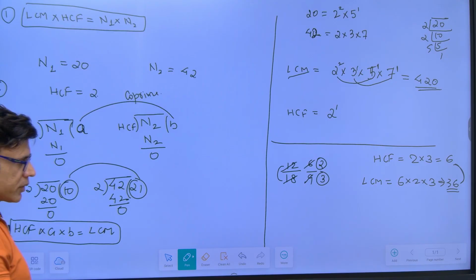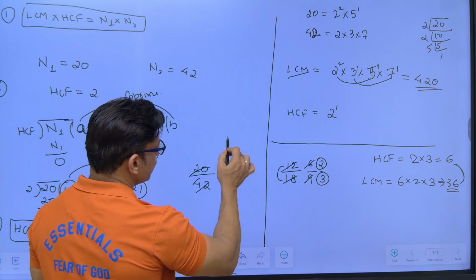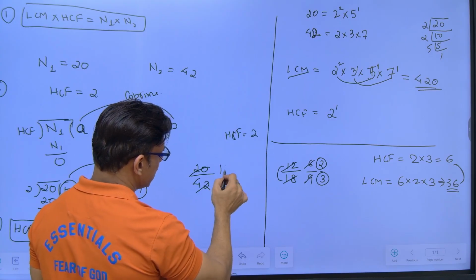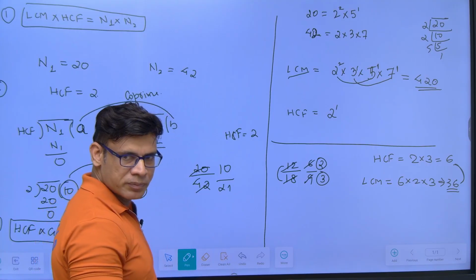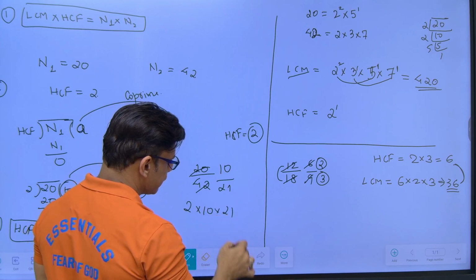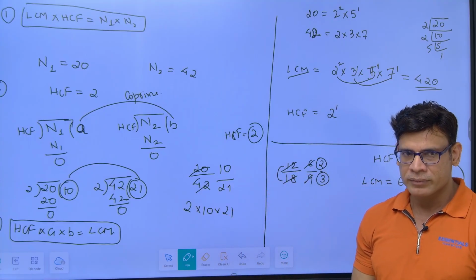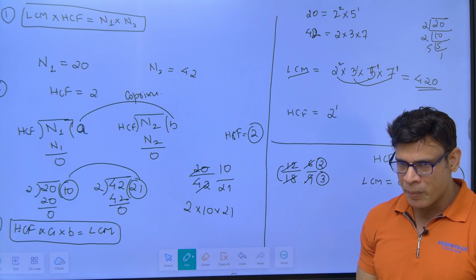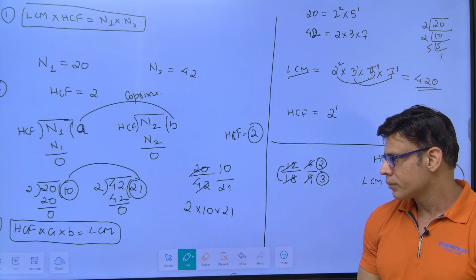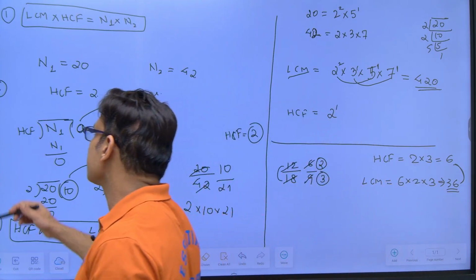Remember I told you, if you have numbers, let's say 20 by 42. How to find out the HCF? Something which divides both, 2 divides both, and then 10 and 21. And now I have to do what? Take 2 multiplied with 10 and 21, and 10 and 21 are nothing but A and B. Clear? Okay. So this is important because you do get questions based on this.